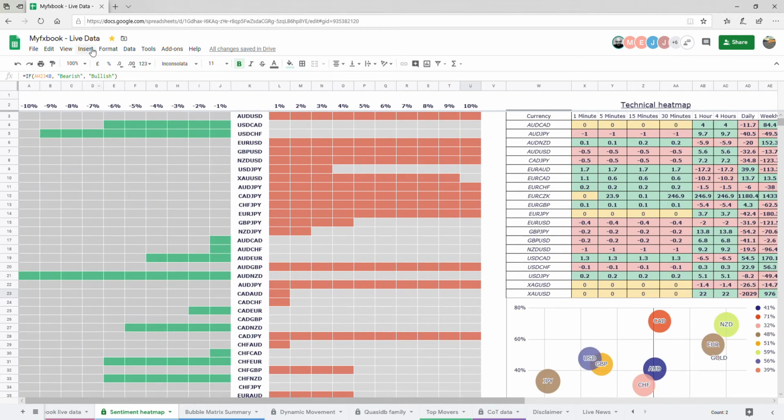It's good to watch the open on Sunday because we see things move. It's quite cool. Bubble matrix summary.